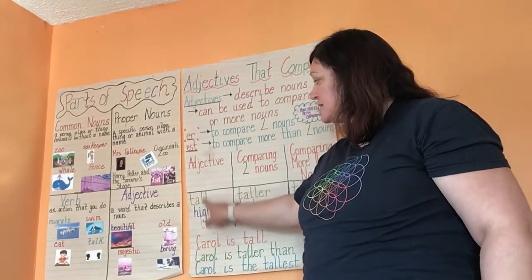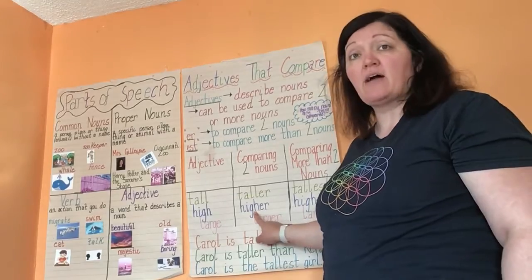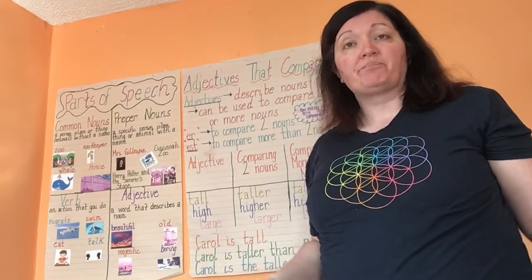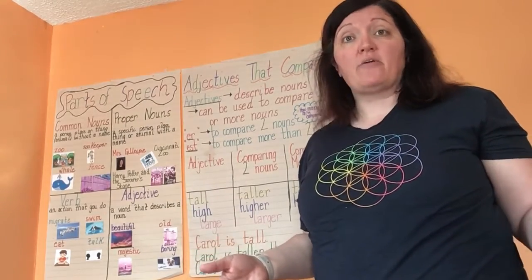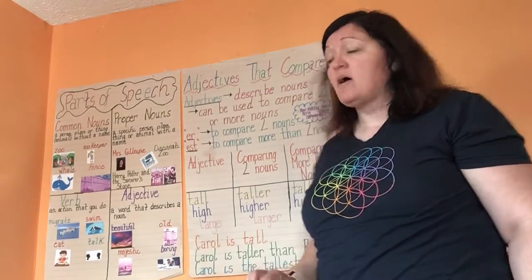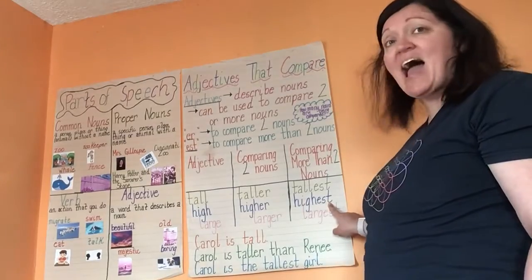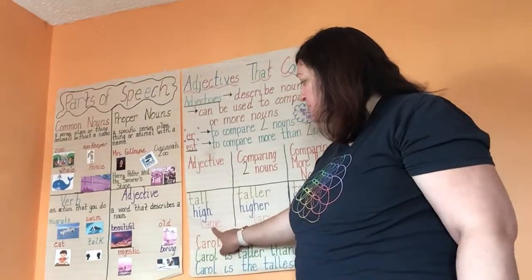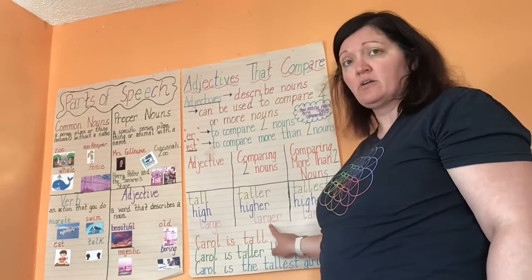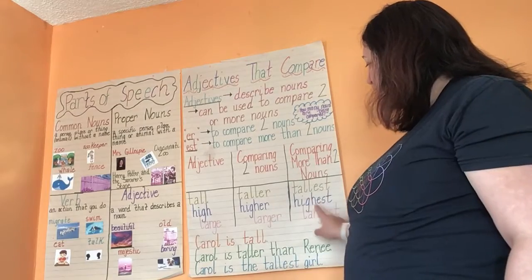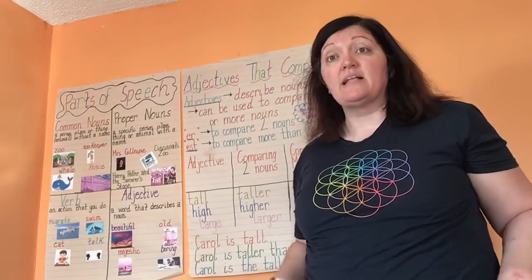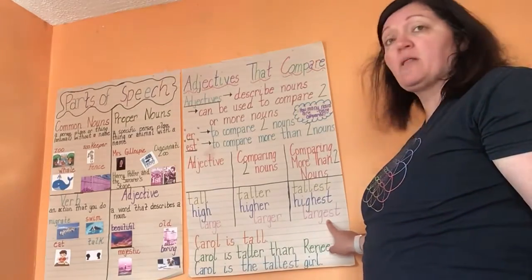High is the adjective. If you're comparing two nouns, it's higher. Let's say I was looking at two buildings. This building is higher than the other building. But if I want to talk about the highest building in Chicago, I would use EST. It is the highest building. Last example is large. The adjective is large, comparing two nouns, larger. And if out of all of them it's the largest, largest would be what I would use.